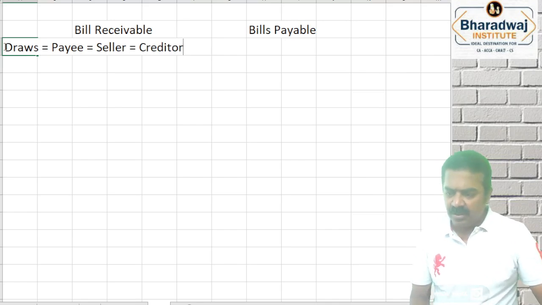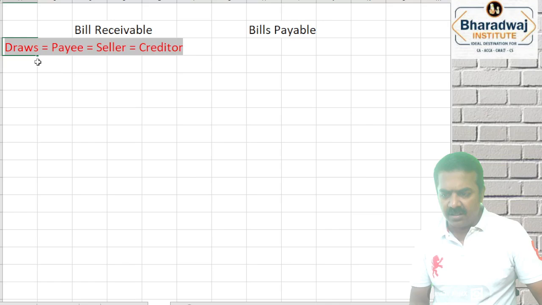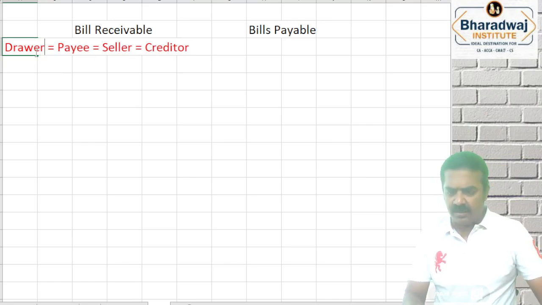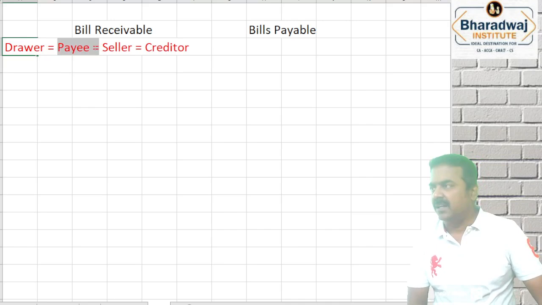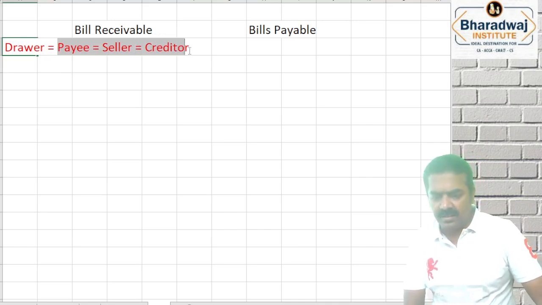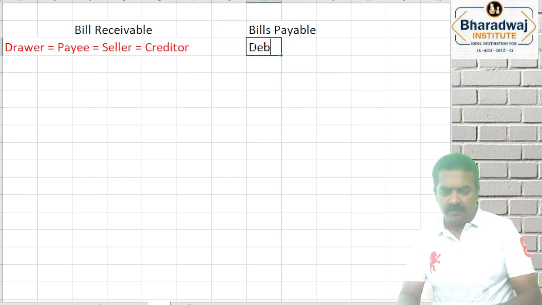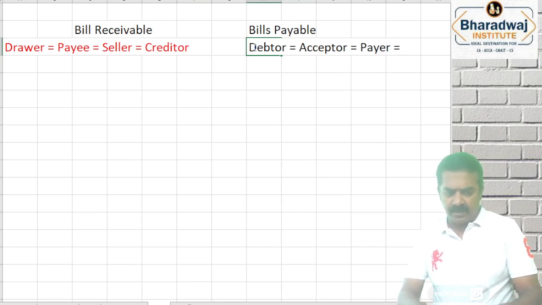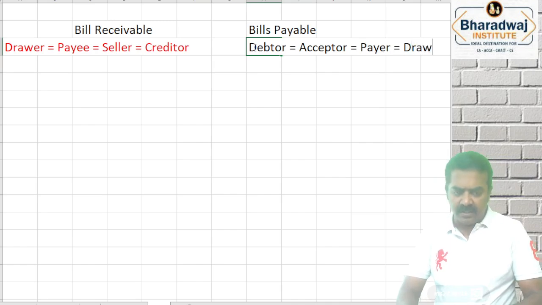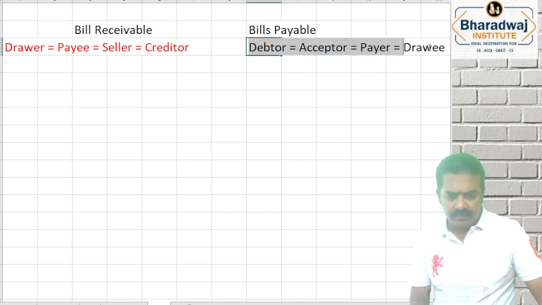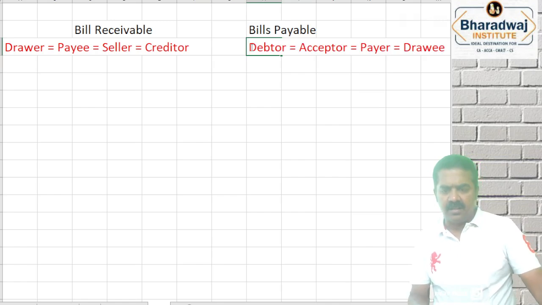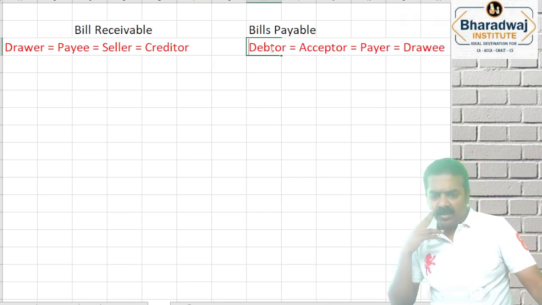So bills receivable is drawn, so the person is called as what? Drawer of the bill. He is also called as what? Receiver of the money, otherwise called as what? Payee. Seller, the creditor, will draw the bill on which one? Debtor. He is called as acceptor. For him it is called as what? Bills payable. Payer. So he is also called as drawee. So seller draws the bill on the buyer.